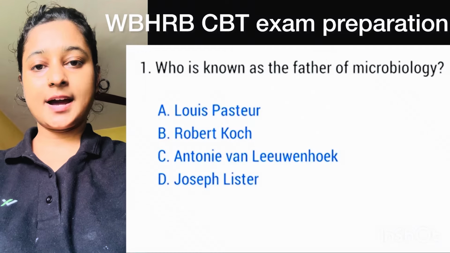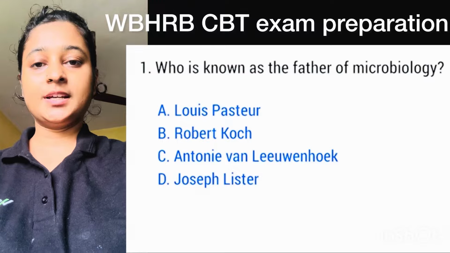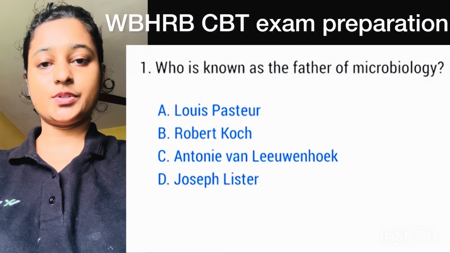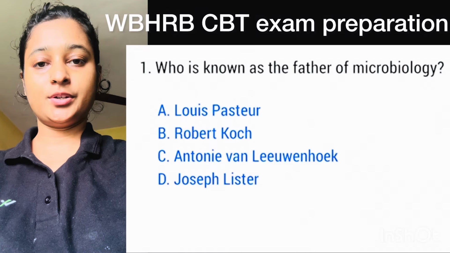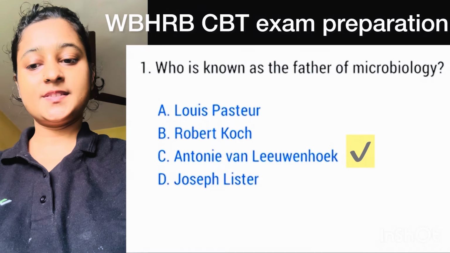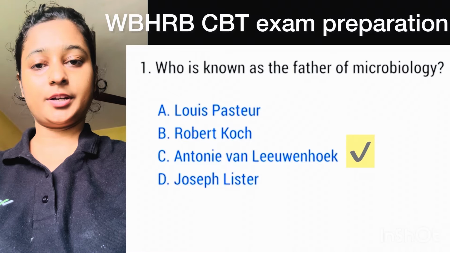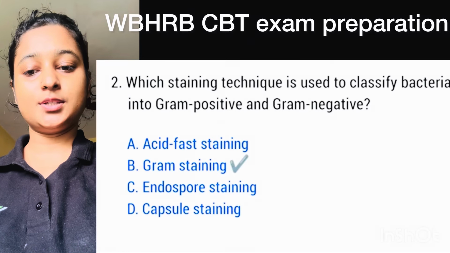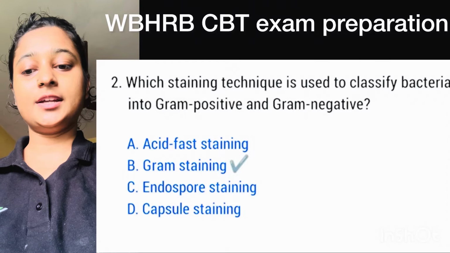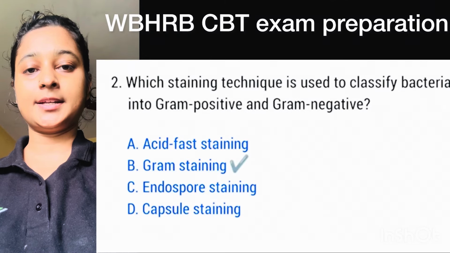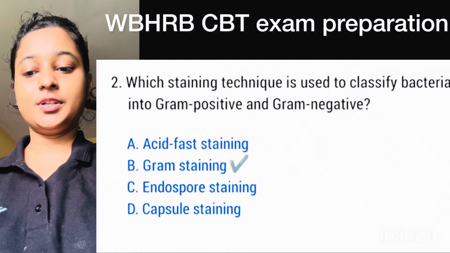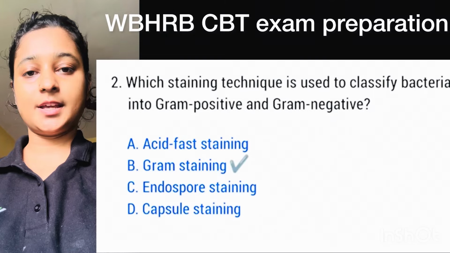Now let's start microbiology. Question number 1. Who is known as the father of microbiology? Here correct option is option C, Anton van Leeuwenhoek. Question number 2. Which staining technique is used to classify bacteria into gram-positive and gram-negative? Here correct option is option B, gram staining.